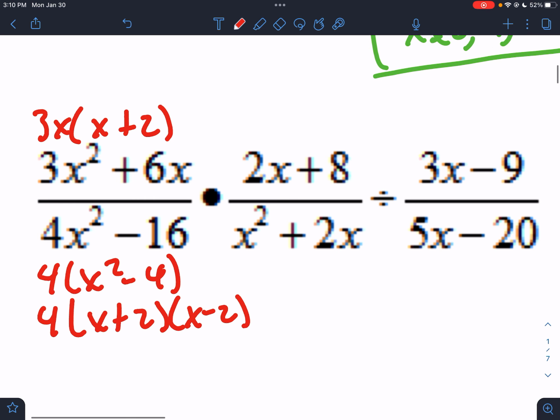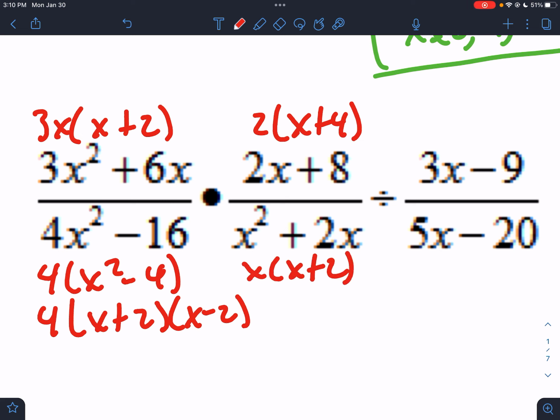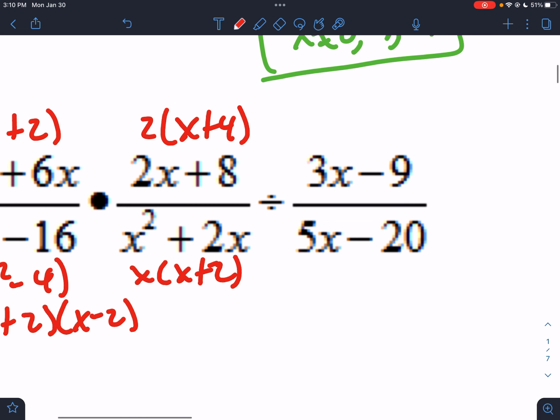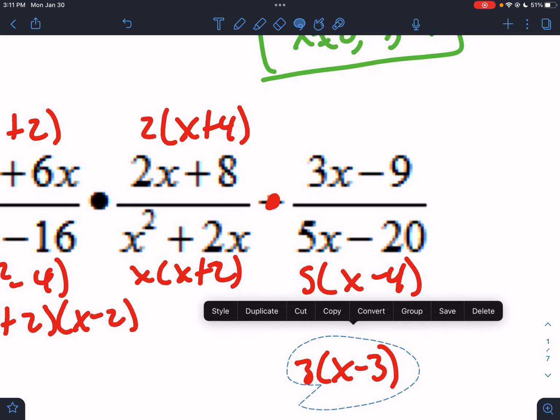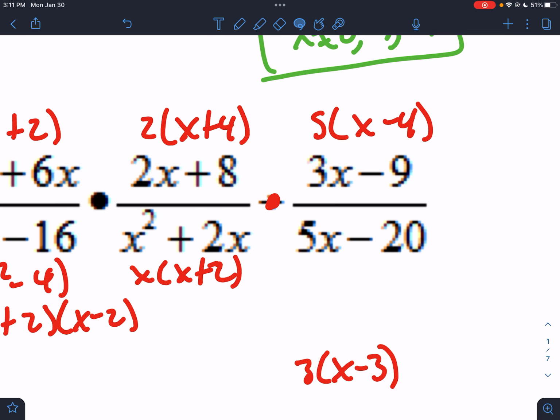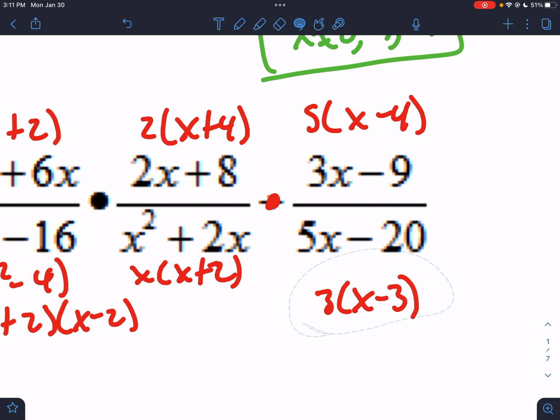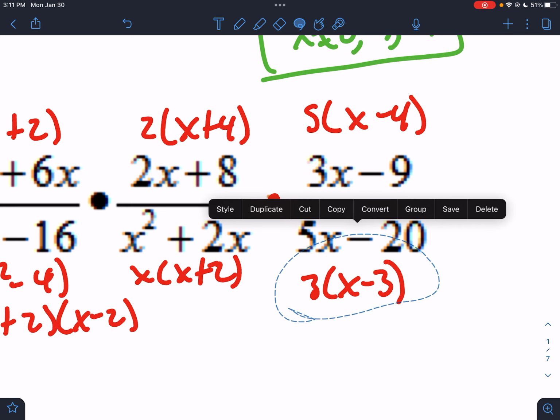Over here, I can pull out a 2, leaving me with x plus 4. Here, I can pull out an x, leaving me with x plus 2. Here I can pull out a 3, leaving me with x minus 3. Here I can pull out a 5, leaving me with x minus 4. I'm going to change this to a multiplication, and what I'm going to do is switch my numerator and my denominator. If I was on a paper test or something, I would just rewrite it. But on the iPad, I don't have to.